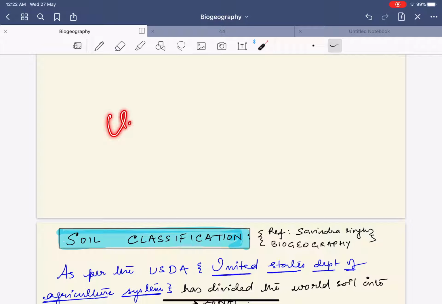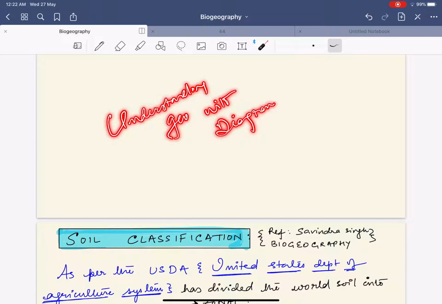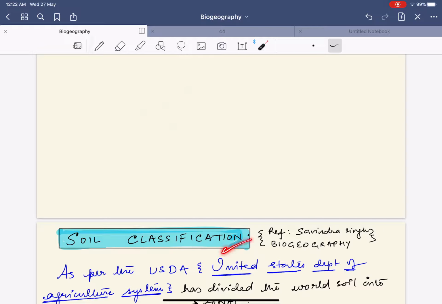Hello and welcome to today's class on Understanding Geography with Diagrams. Today we'll be talking about soil classification.